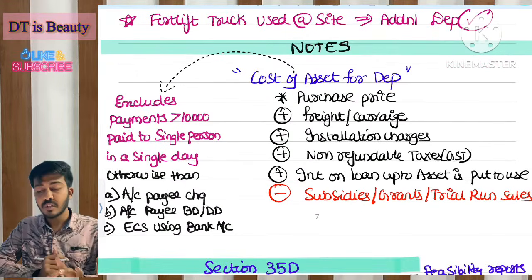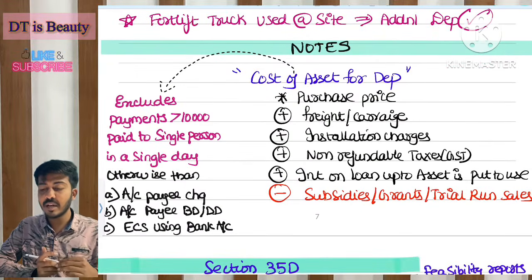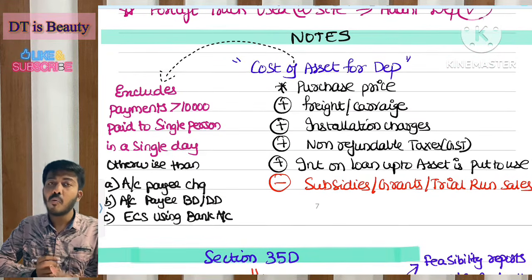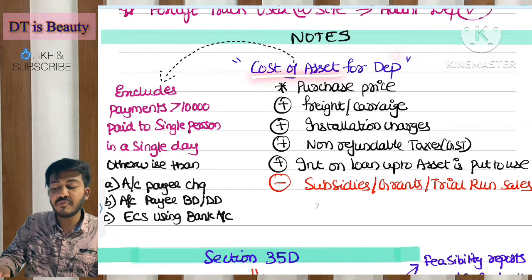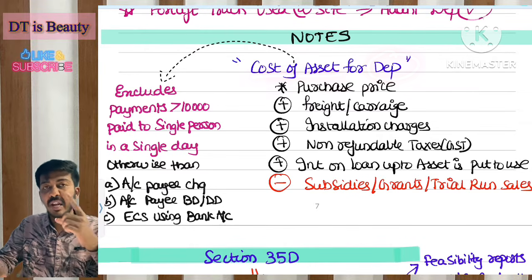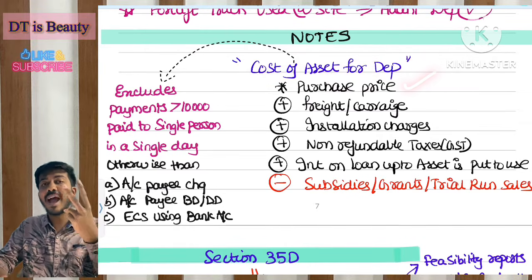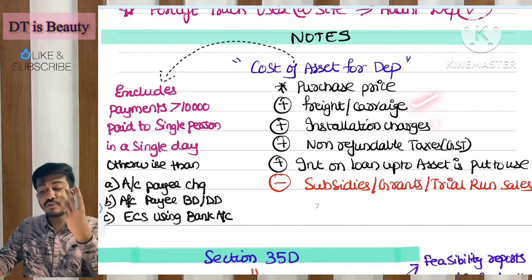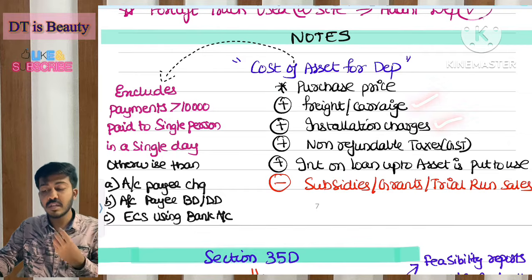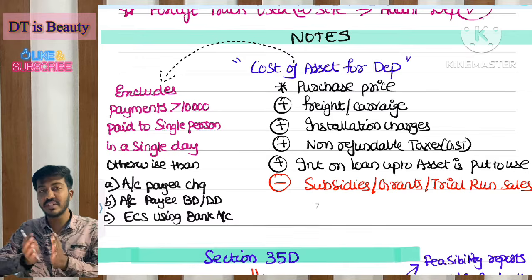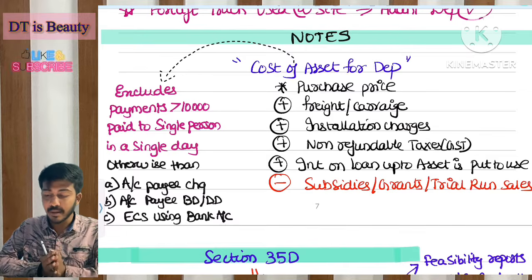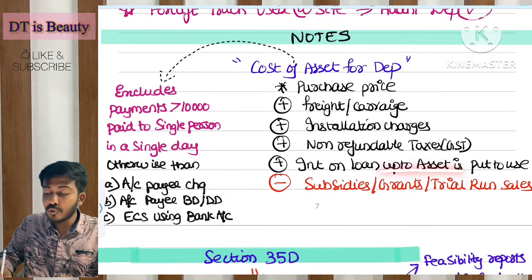Now, the last thing about depreciation and additional depreciation is, what is the value of the asset, sir? The value of the asset, that is, the cost of the asset for depreciation purposes. You should take the purchase price. You should also add the transportation charges. You should also add the installation charges. You should add the GST which is non-refundable, that is, GST on which ITC is not claimed. Interest on loan up to the asset is put to use.